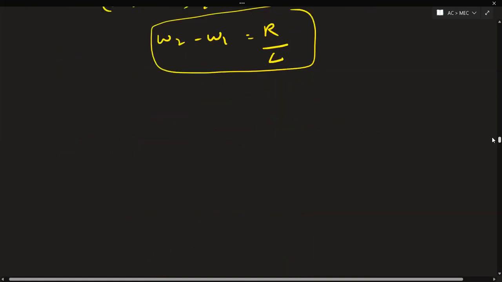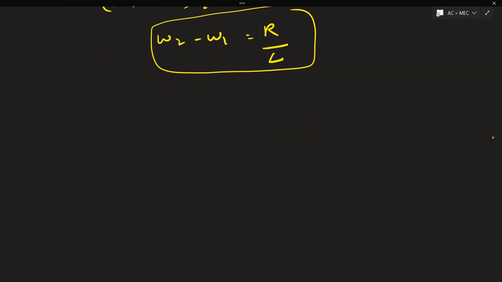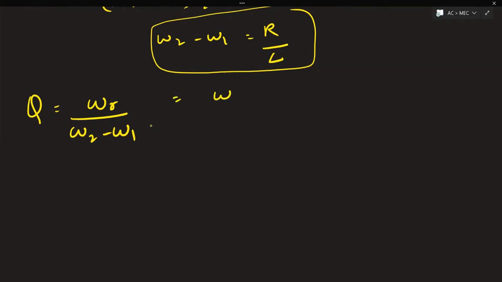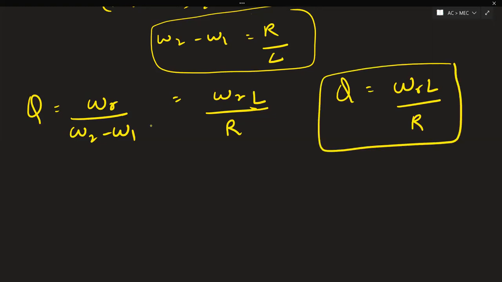Now, Q is what? Q was resonant frequency divided by omega 2 minus omega 1. Ultimately, we had done everything to get the value of omega 2 minus omega 1. So you have omega R, and omega 2 minus omega 1 is R by L. So Q is omega R L by R, where R is resistance, L is inductance, and omega R is the resonant frequency. I'll write this also: this is the resistance, this is the inductance, and this is the resonant frequency.